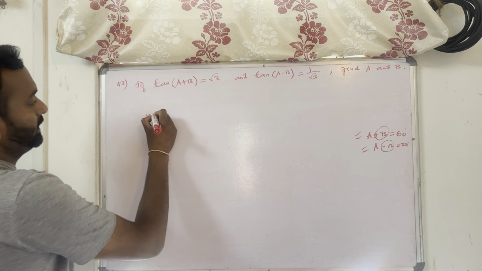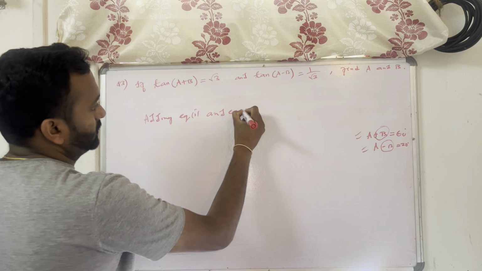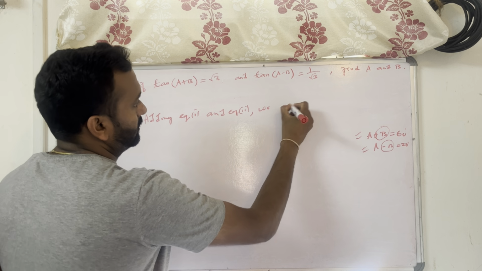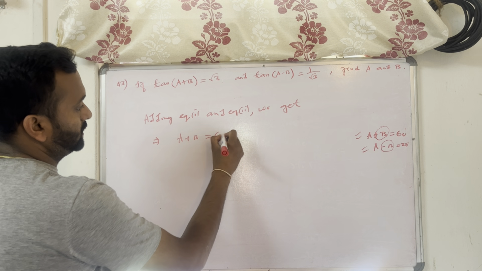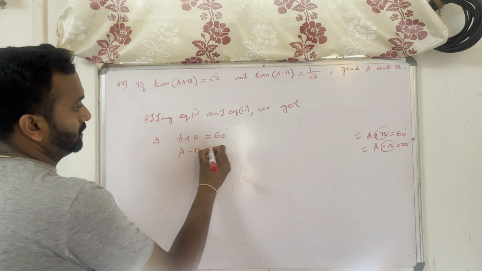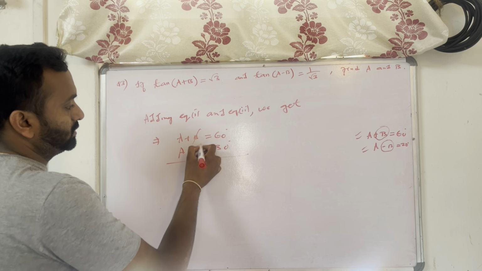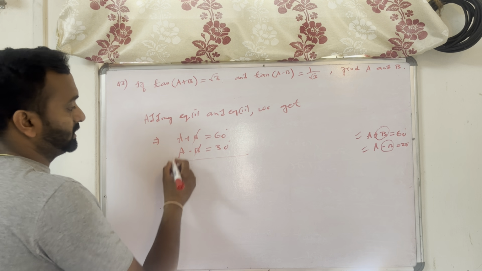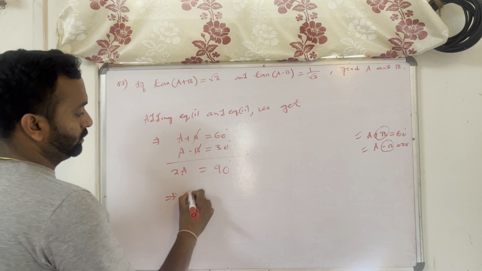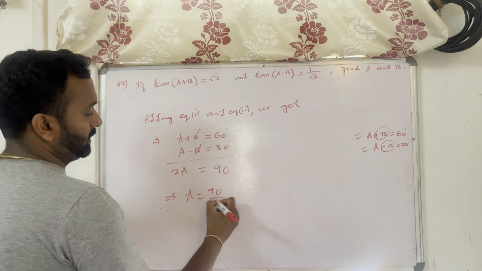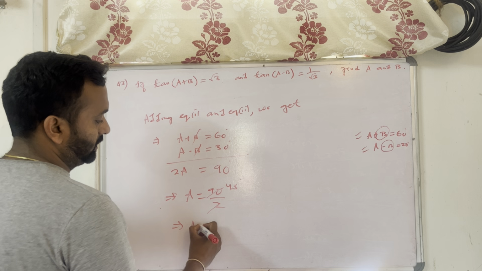So what I'm doing, adding equation 1 and equation 2, we get... So how much do we get? Equation 1 is a plus b equal to 60 degree and equation 2 is a minus b equal to 30 degree. And since I'm doing addition, the sign won't change. So this plus b will get cancelled with minus b, and a plus a will give you 2a, and 60 plus 30 gives you 90 degree. So a will be how much? 90 divided by 2. So 90 gets cancelled with 2 and I'm getting 45 degree. Therefore the value of a is 45 degree.